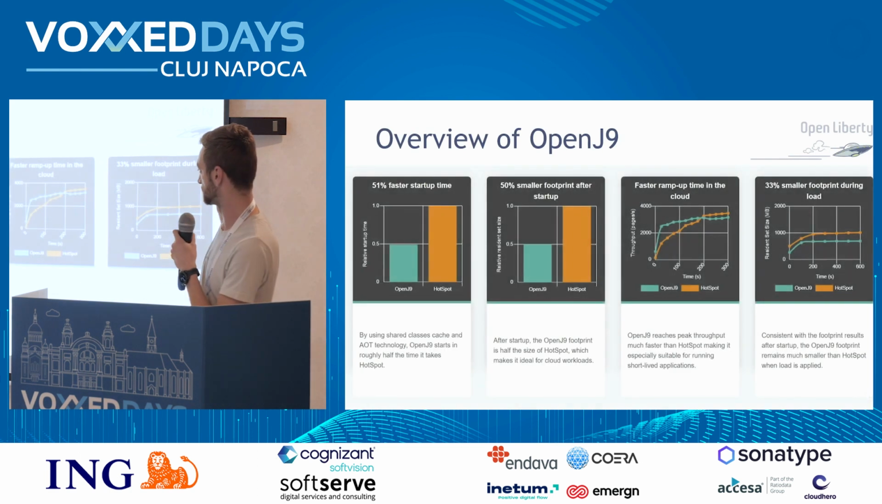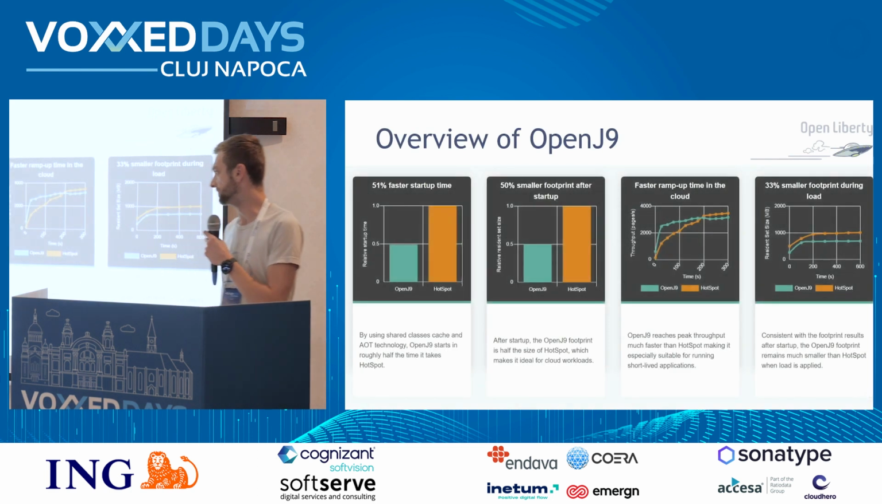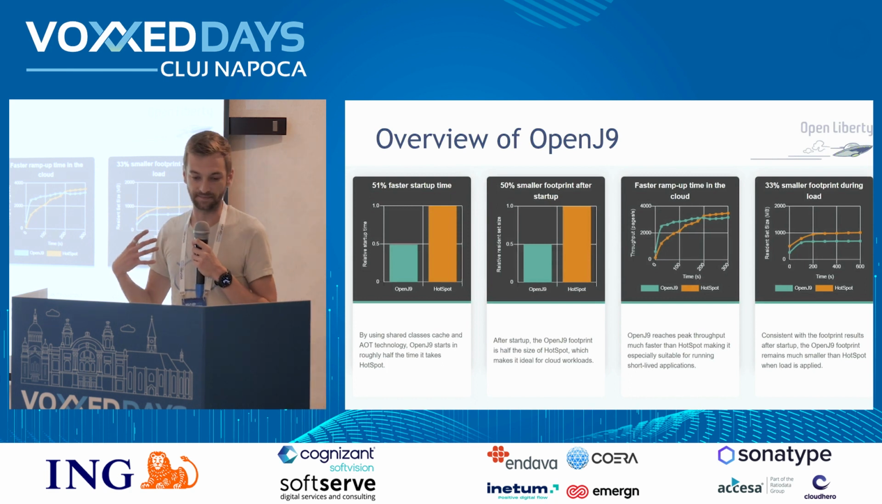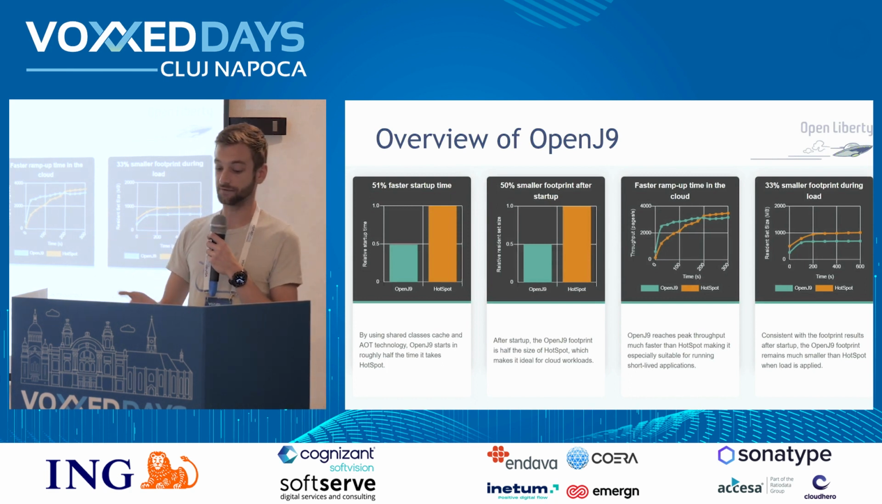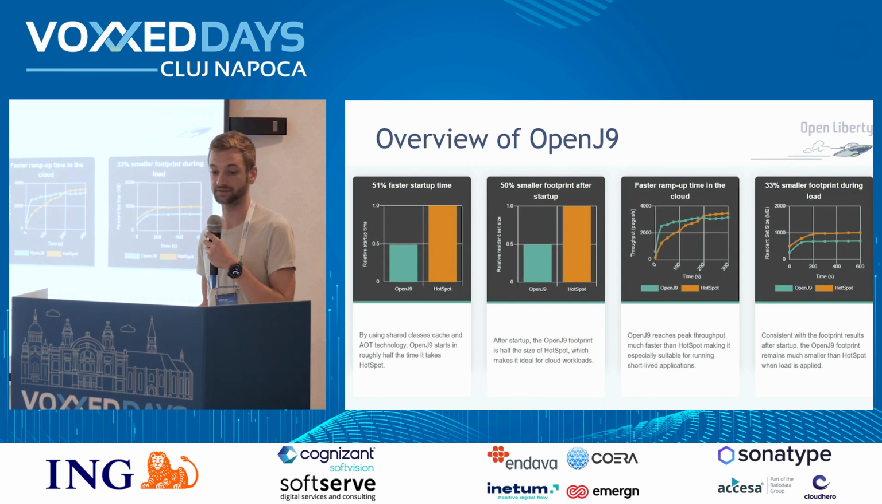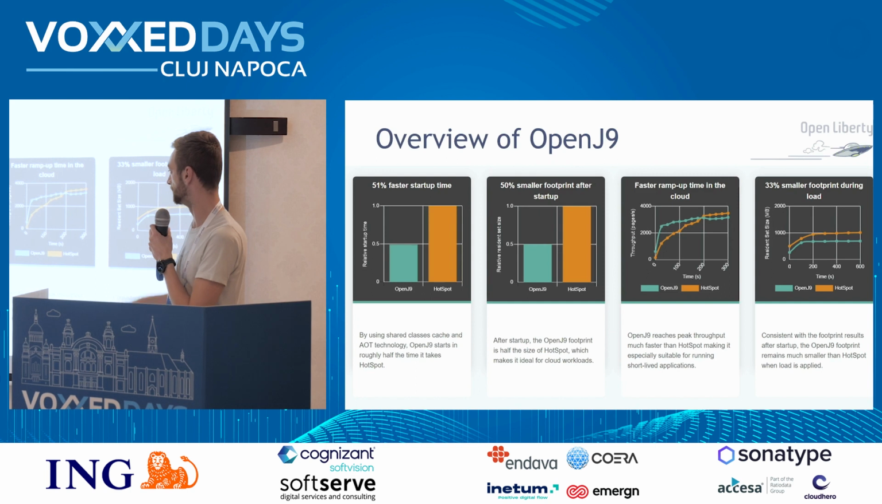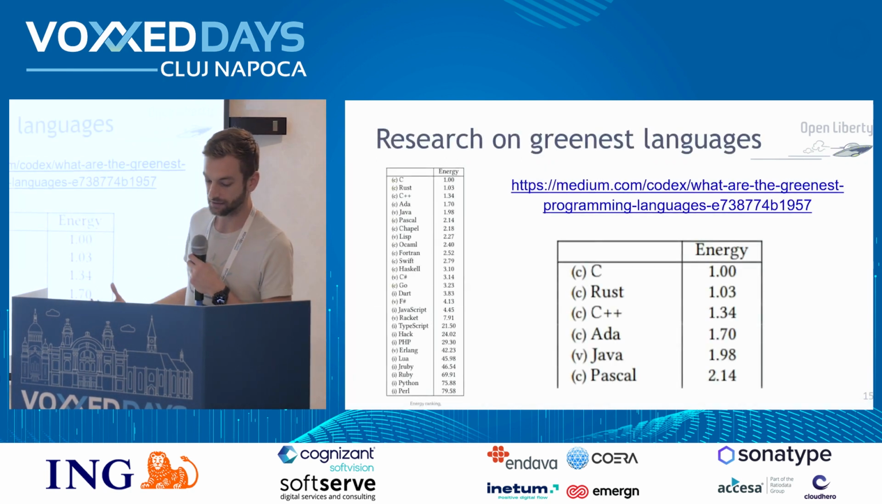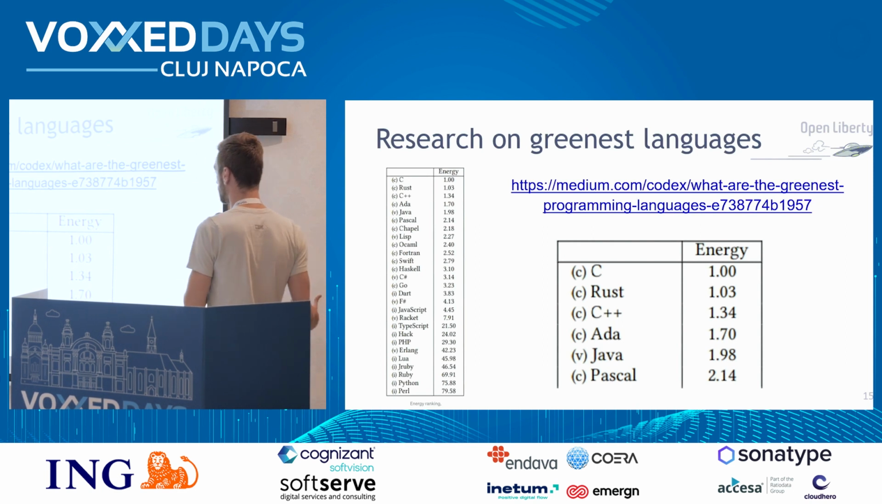So this is just some stats from the OpenJ9 website. This is comparing it to HotSpot, Oracle's JVM, and as you can see, it's starting up in half the time, it's using half the footprint, and the CPU is handling really well when it's under load, and that is quite important.